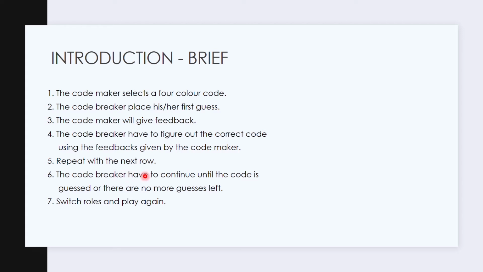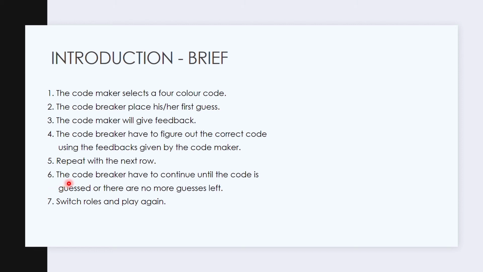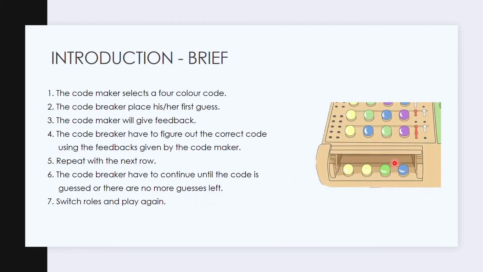The fifth step is, repeat with the next row. The code breaker now has a little information. He or she has to think for a while and make a second guess in the next highest row. The sixth step is, the code breaker has to continue until the code is guessed or there are no more guesses left. The code breaker has to use all of the information from all of the previous hints he or she earned until the code is guessed or there are no more guesses left. If he or she manages to guess the complete code in exactly the right order, they will win the game. If he or she fails to guess and fills every row with the packs, the code maker will win instead.